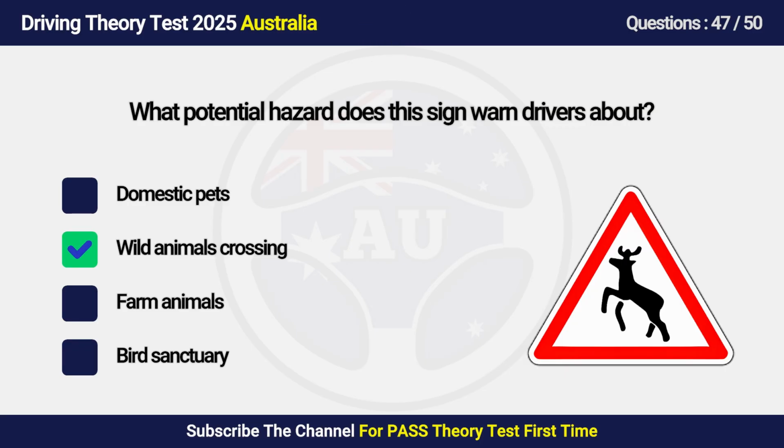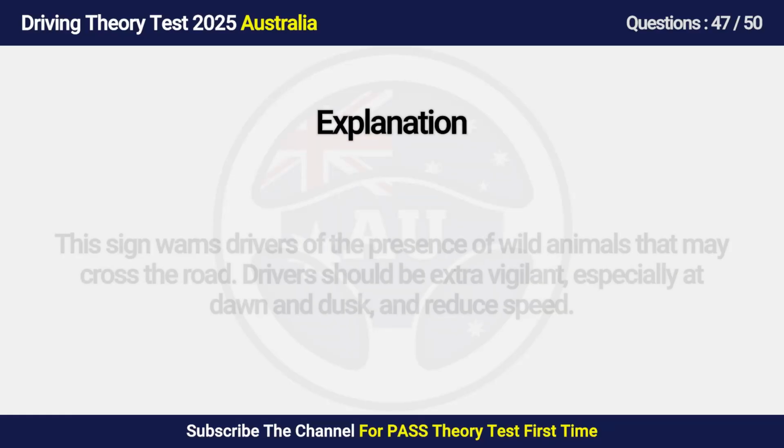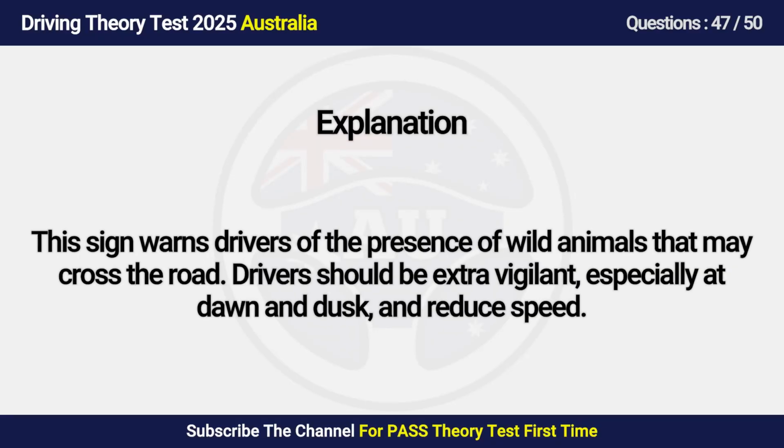Answer is B, wild animals crossing. This sign warns drivers of the presence of wild animals that may cross the road. Drivers should be extra vigilant, especially at dawn and dusk, and reduce speed.